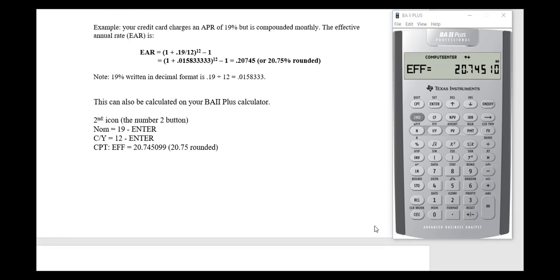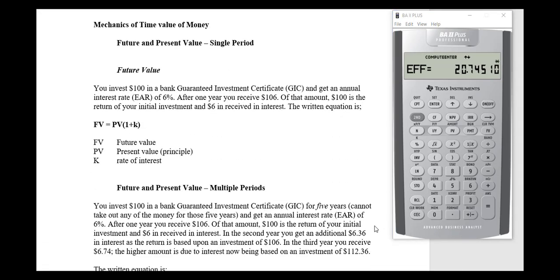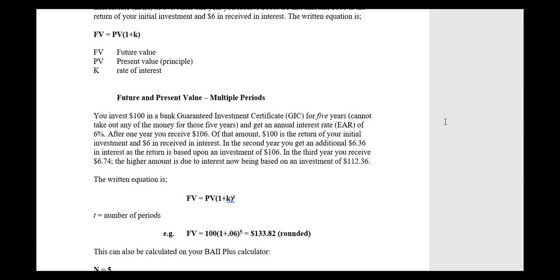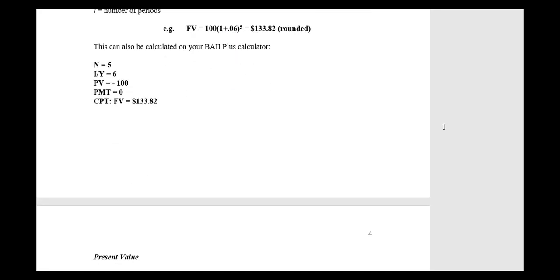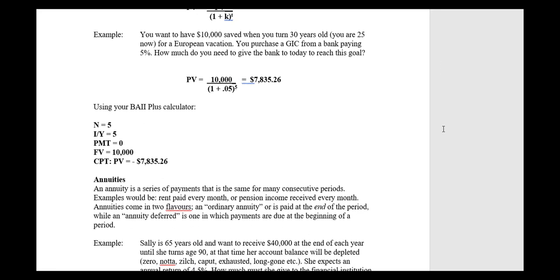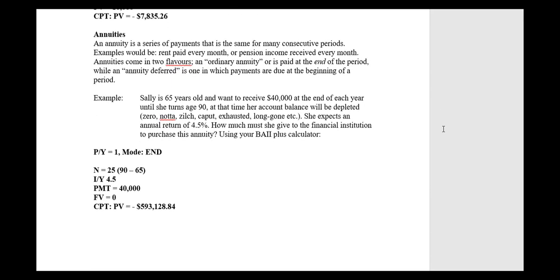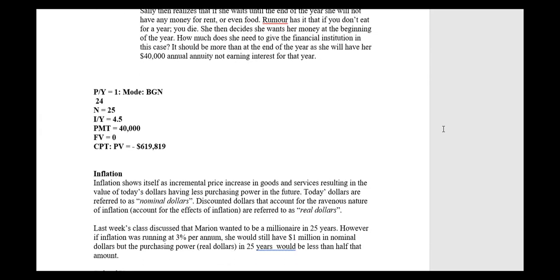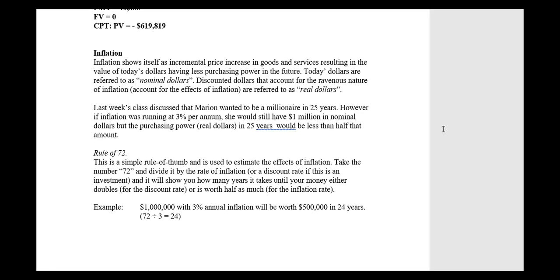Scrolling down through the notes now, we can see that it just goes through the future value, algebra, and a simple example. I'll let you work through that on your own. Present value gives the algebra and a simple example using the calculator. I'll let you work through that. And there's something here now talking about inflation and the rule of 72. This is kind of important.